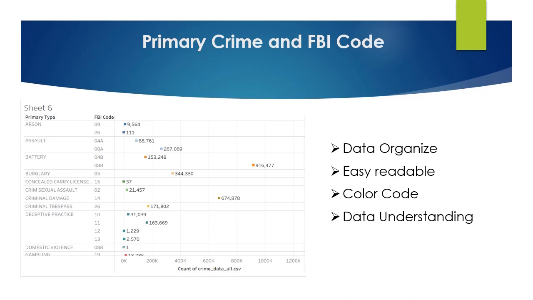So simply I just categorize the point as data organized. It's easily readable, color coded for the different colors, and data understanding in the sense with all the names that were in the left-hand corner with the primary type. FBI code is the second part we can see easily, and all the numbers are listed as the name, the code, and the value.